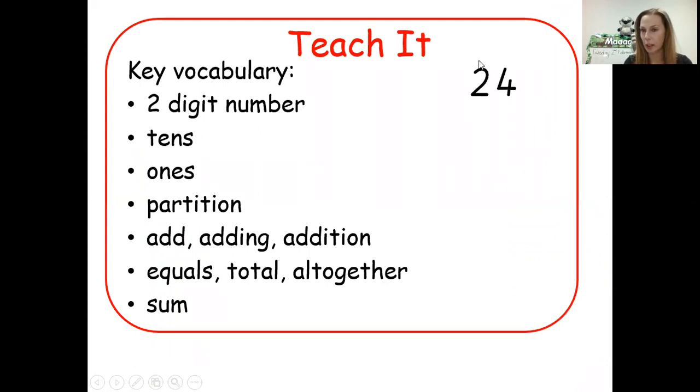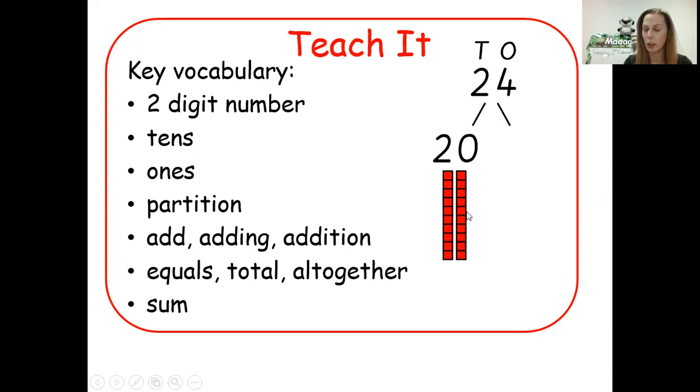2-digit number, so like 24. We've got tens. So the first digit in a 2-digit number is the tens, and ones is the last digit. Partition, split, number into tens. So we've got 2 tens there, 10, 20, and ones, 4 ones.